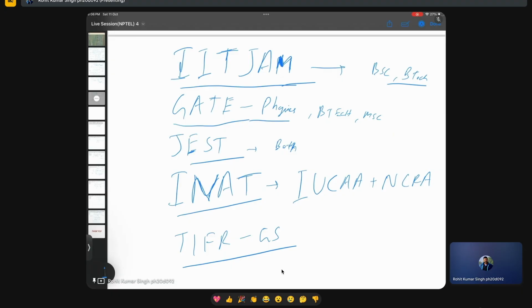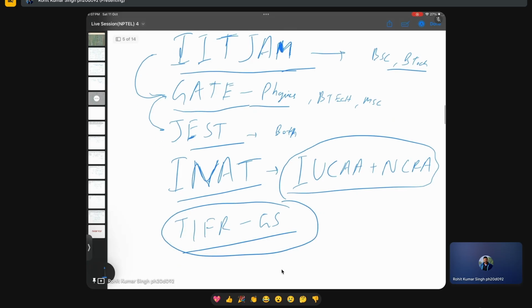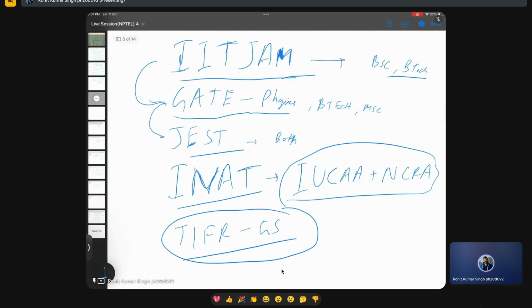IITs take from these two. Then some research institutes take from GATE also, but mostly from JEST. Then INET, I told you these two take, and TIFR GS is for TIFR, obviously. Other than that, I don't think so.